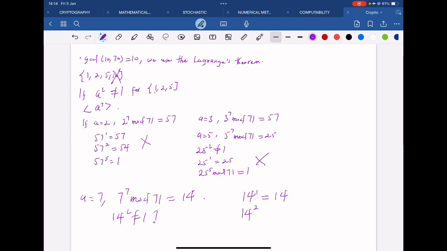So let's see, 14 raised to the power 2 modulo 71 will give us 54. Now 14 raised to the power 5 will also give us 70. So indeed, you could see that these three values are not equal to 1. So it means that the 14 over here is a generator.